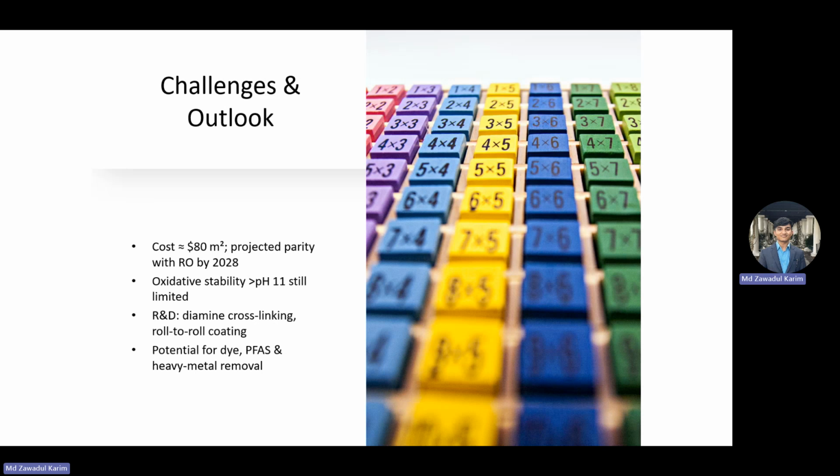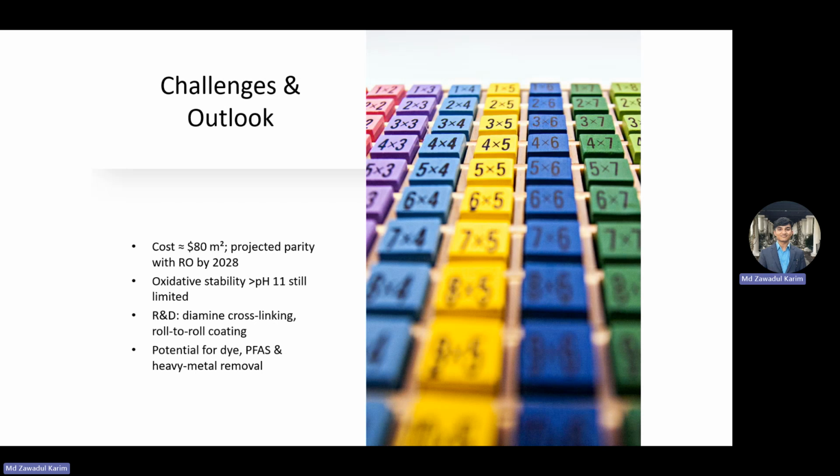Moving forward, two hurdles remain. Firstly, cost. GO films sit at about $80 per square meter, but with roll-to-roll coating, we expect price parity with polymer reverse osmosis by about the year 2028. Secondly, oxidative stability above pH 11. Diamine cross-linking is a promising fix.